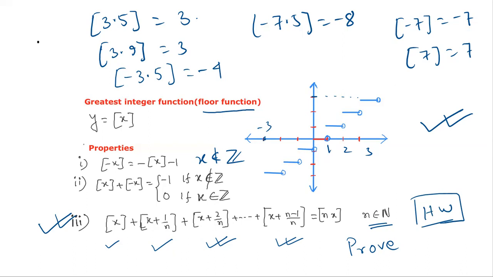This is a very important graph and a very important property of the greatest integer function. In limits and in many calculus problems we will use this formula. So remember this formula: for n belongs to natural numbers, greatest integer of x plus greatest integer of x plus 1 by n and so on will become greatest integer of n x.